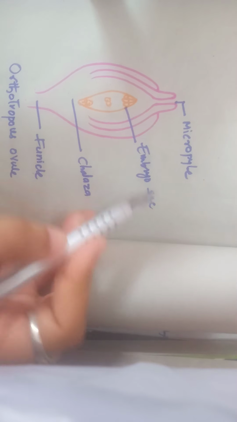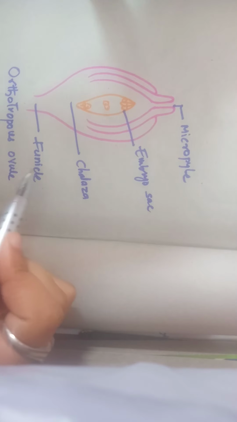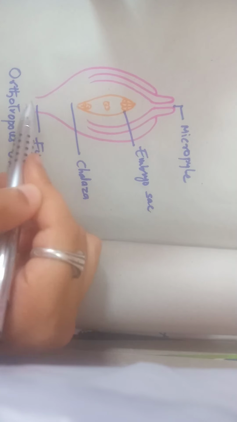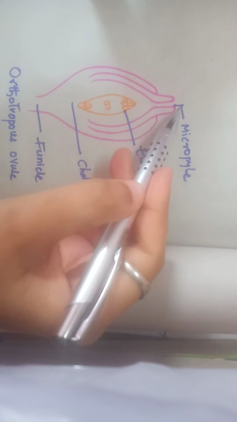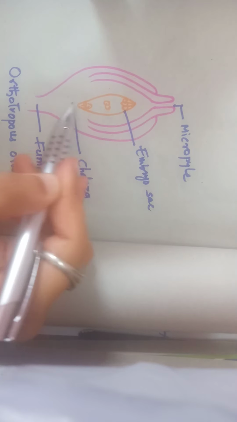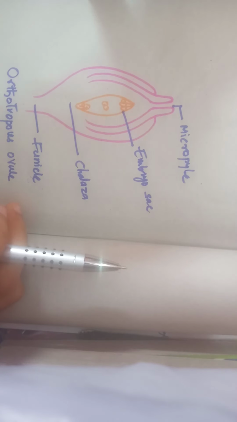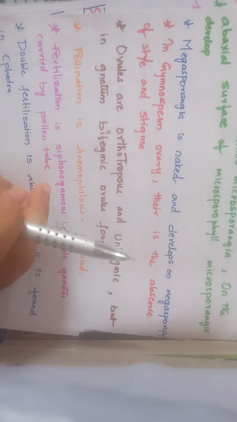Here it is a type of ovule in which the micropyle, chalaza and funicle are on the same plane, or you may call it in a straight line. This type of ovule, with micropyle, chalaza and funicle in a straight line, is known as the orthotropous ovule. Generally, this is a very primitive type of ovule which is found in the gymnosperms.